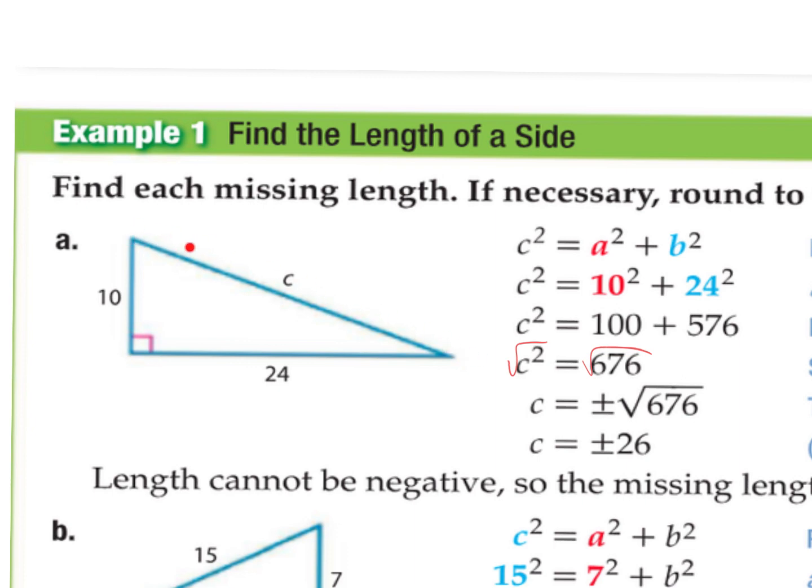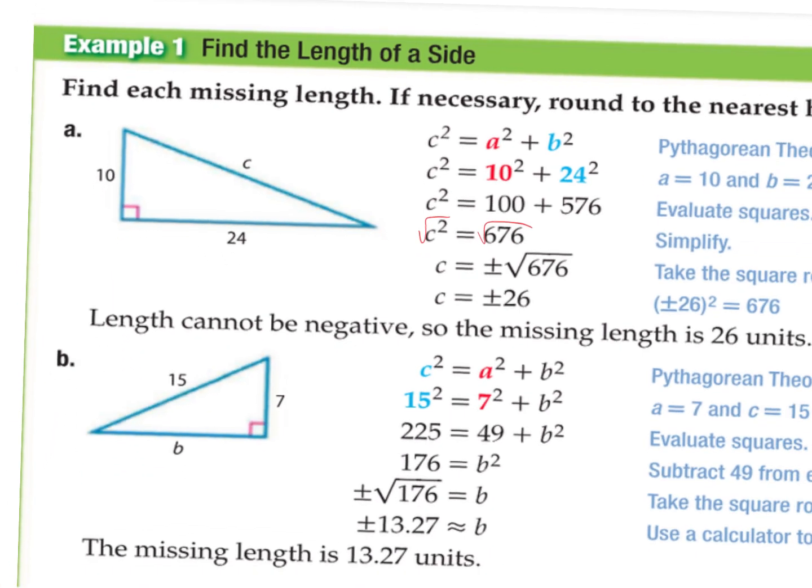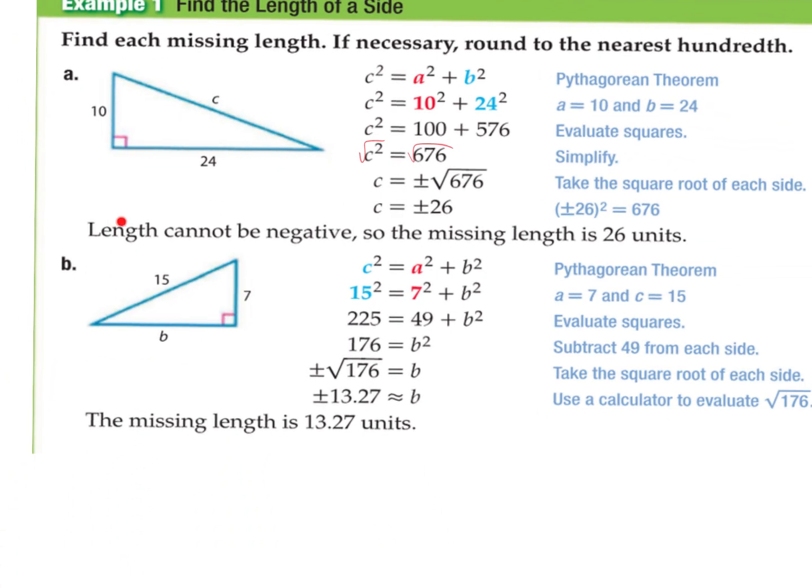And we know that measurements are never a negative distance. It's always positive. So because of that, you don't have to say plus or minus 26. You just say 26. Because there's no way that you measure it from here to here and say, oh yeah, that measurement is negative 26. That's impossible. Measurement is always positive. So C equals 26. That's the answer. And that's what it explains right here. The length cannot be negative, so the missing length is 26, not plus or minus 26.